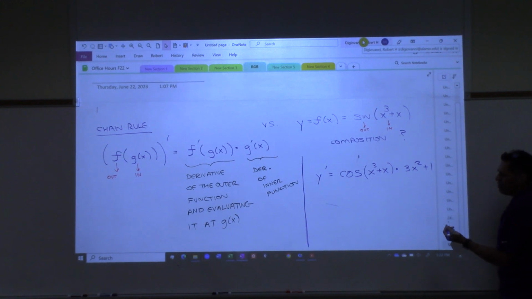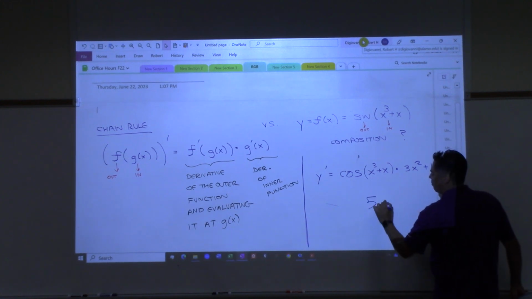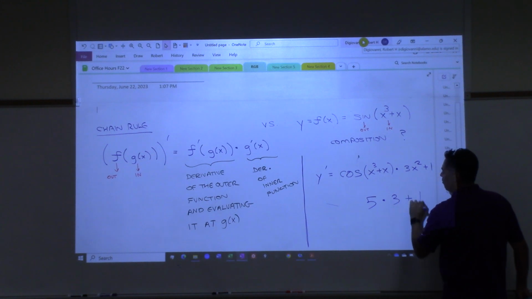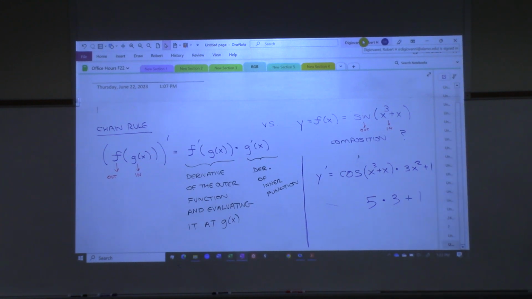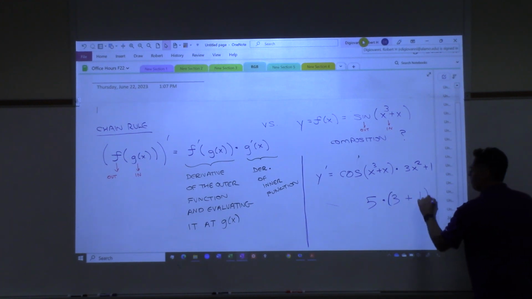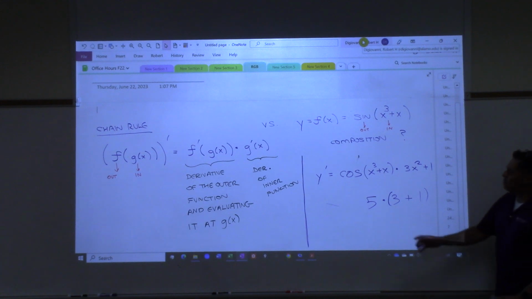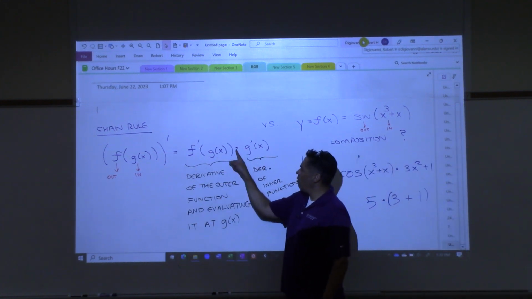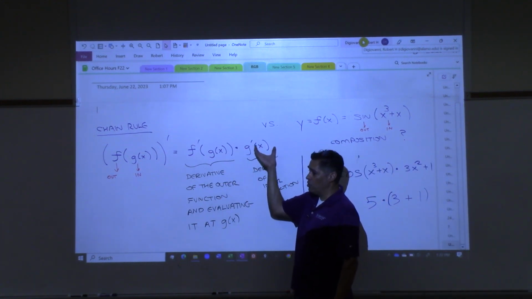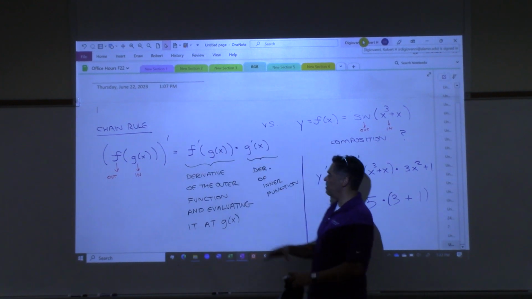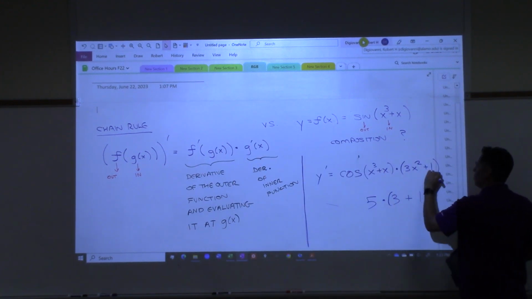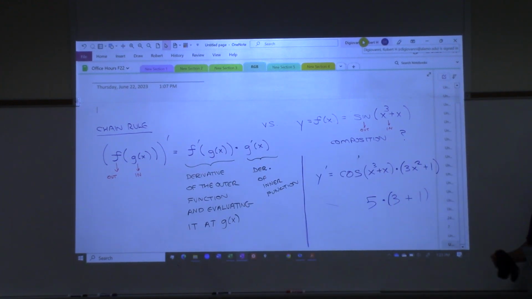I'm going to give you a quick example underneath. If I ask you, what's 5 times 3 plus 1? 16, right? Now, what's this? 20. Those parentheses make a difference, don't they? You were supposed to take this and multiply times this. Now, if this turns out to be two things, then that thing has to multiply times both, which means this has to be in parentheses like that. Okay?